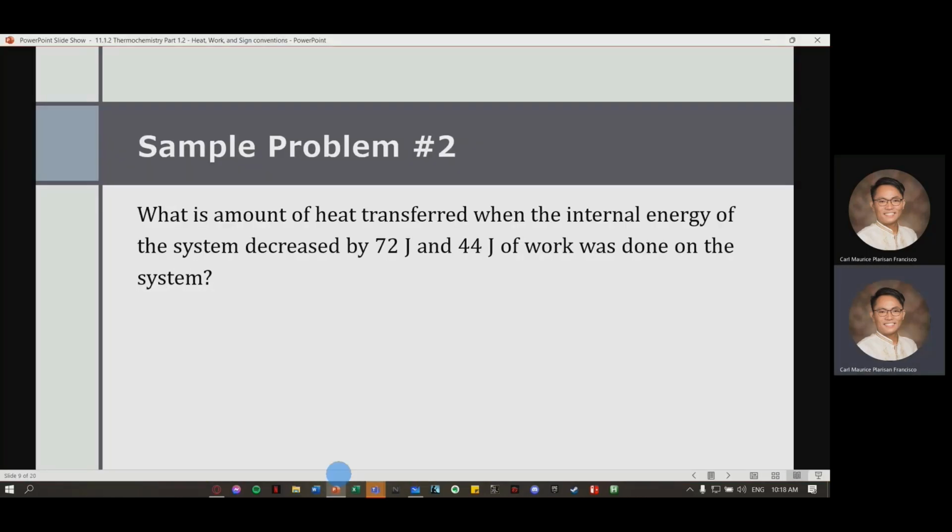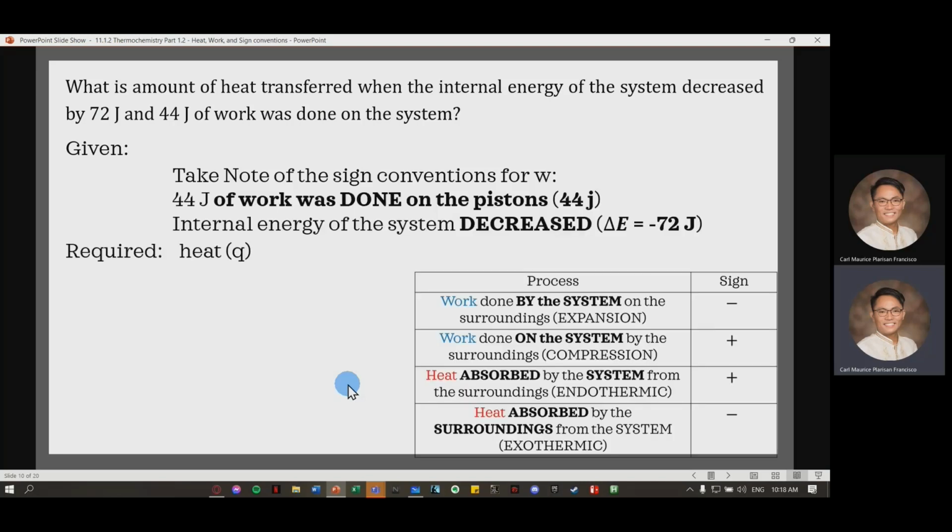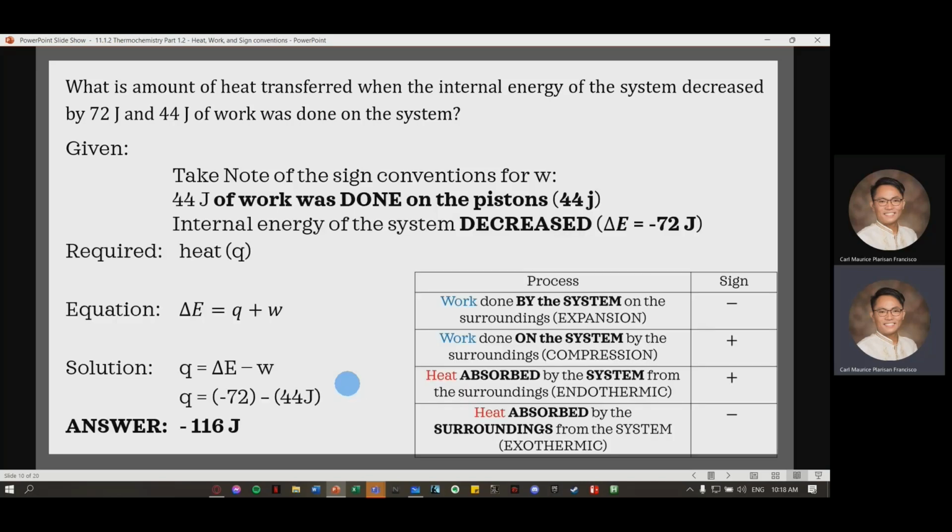So from the problem, I have here the same given, required, and equation, and then the same answer as well, being negative 116 joules.